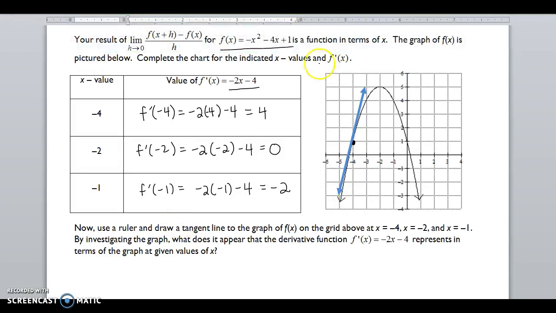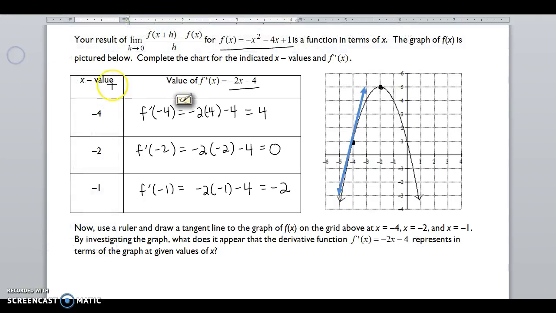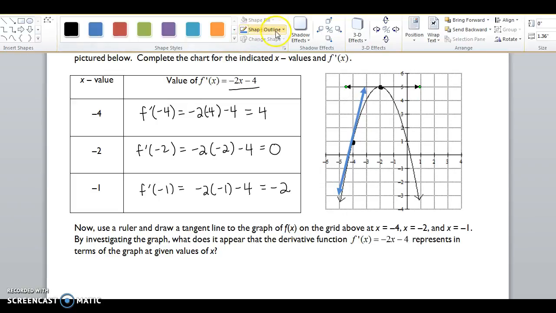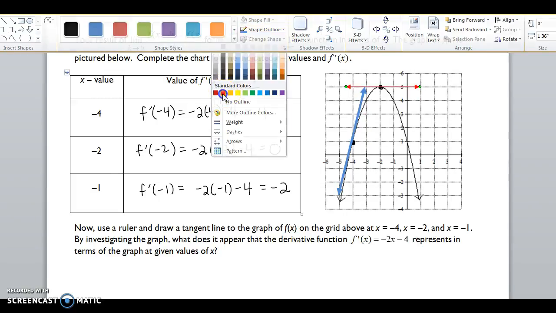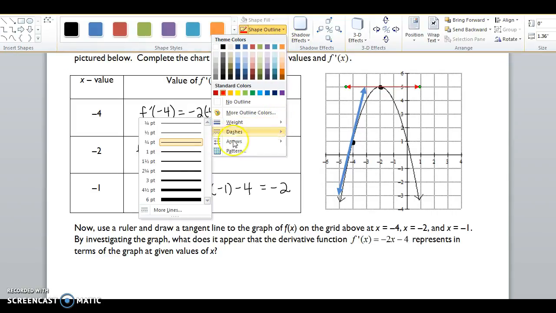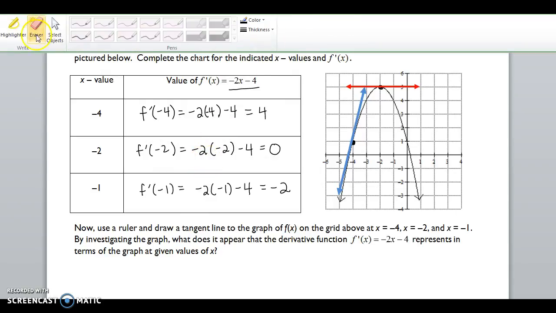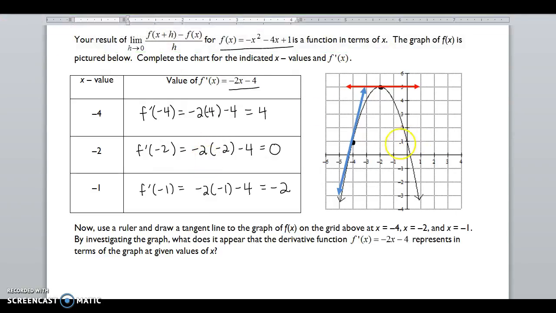And then let's take a moment to just do that at the other points as well. So at negative 2, we're going to draw another tangent line. That one's a little bit easier to do. And I'm going to make it a little thicker. All right. And then let's do the same thing at x equals negative 1. So this point right here.